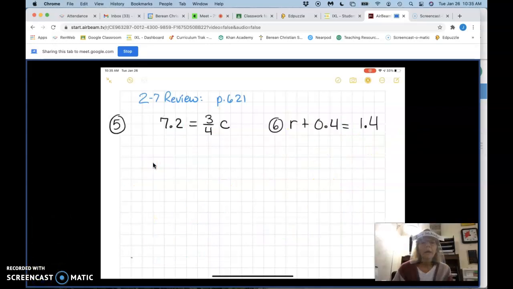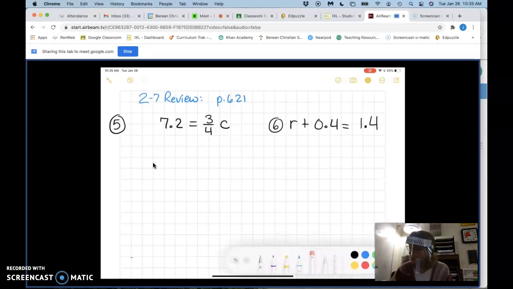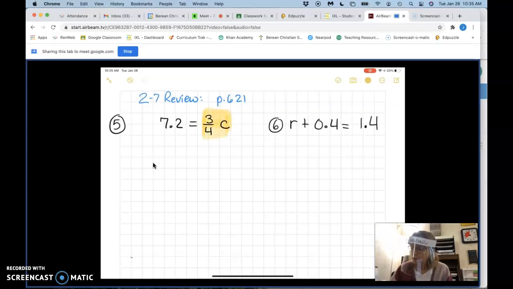Yes. Okay, on number 5, I see what is sitting next to my variable. What is this? It's a C. What is next to the C? A fraction. What do I do every time I see a fraction next to the variable? Flip it and multiply. So I'm going to put my little multiply dot and flip it right there.